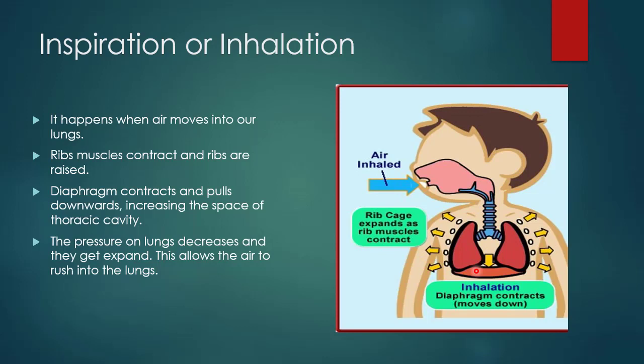The two important movements of rib muscles and diaphragm will decrease the pressure on lungs and they will get expand, and this allows the air to rush into the lungs. So this was about the process of inhalation or inspiration.